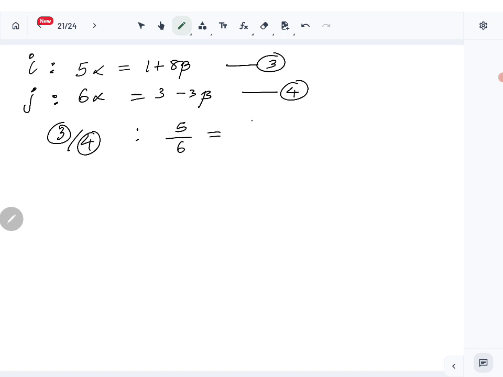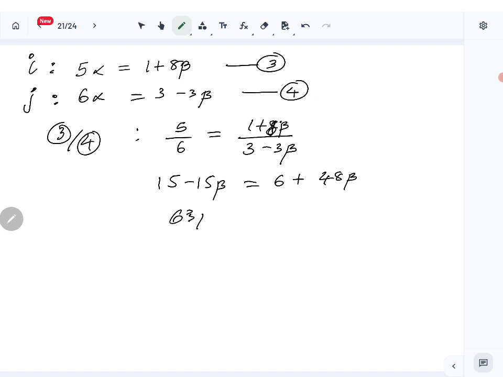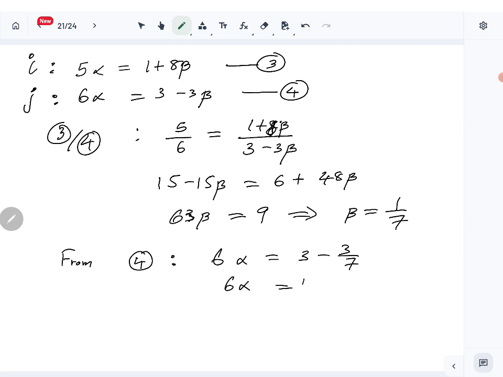So 5 over 6 is (1 plus 8 beta) over (3 minus 3 beta). So then 15 minus 15 beta equals 6 plus 48 beta. So then 63 beta is equal to 9, or beta equals 1 over 7. So then from 4 we get alpha. 6 alpha is equal to 3 minus 3 over 7. So 6 alpha is equal to 18 over 7. So alpha is equal to 3 over 7, right?